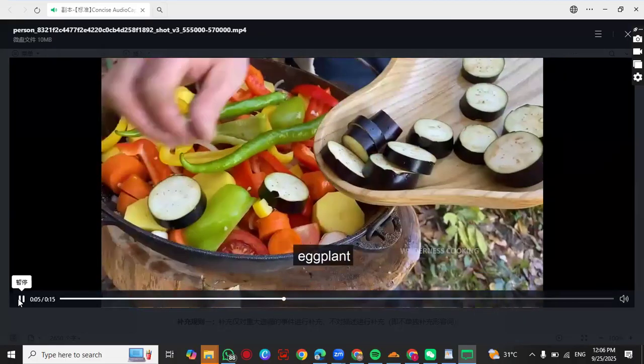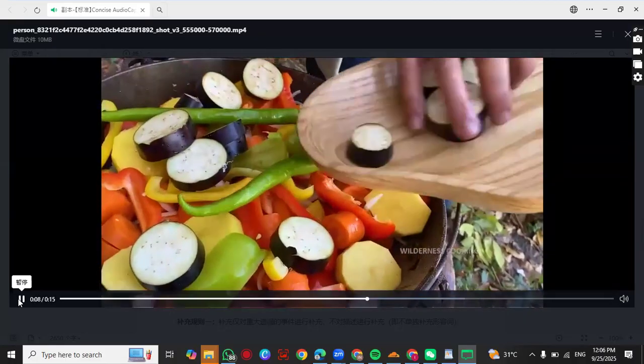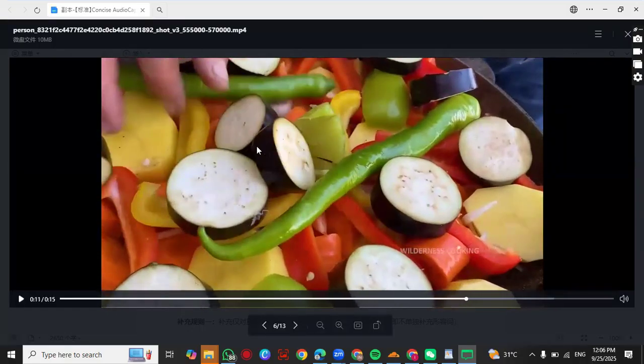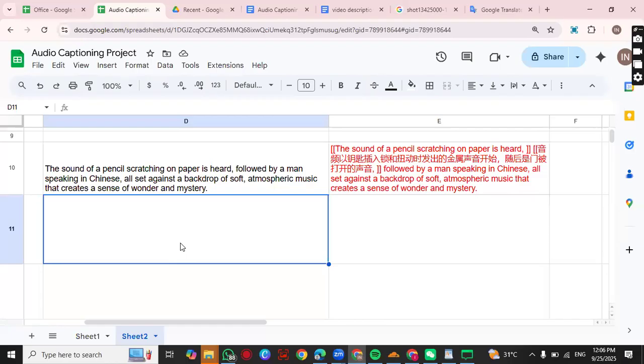Then there is no sound, and just placing of the food on this, that is very feeble. But it is there. So let's see what they have transcribed.